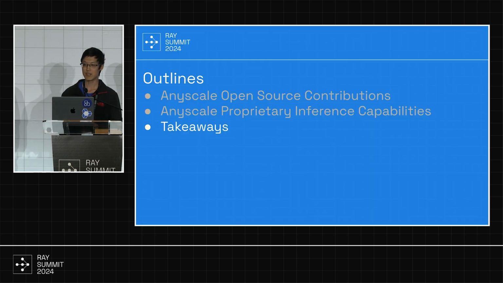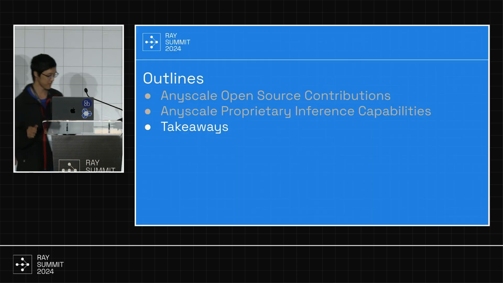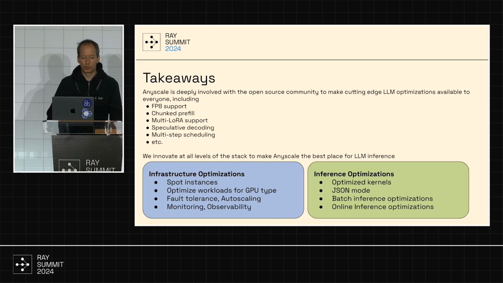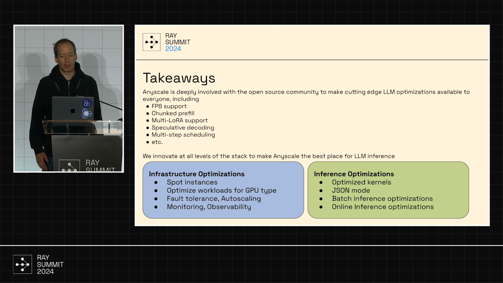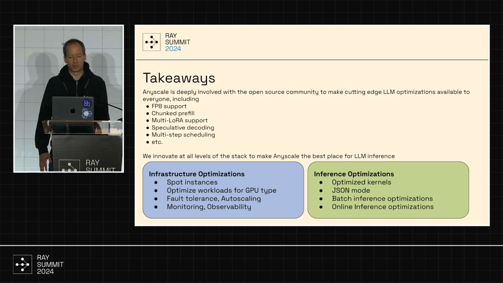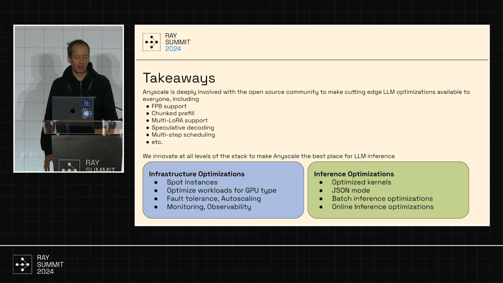Okay. Finally, the takeaway, and then I'll hand back to Philipp. We showed you that we are very invested in the open source community to make vLLM better, to contribute cutting edge LLM optimizations to open source. That includes things like FP8 support, chunked prefill, multi-LoRA support, speculative decoding, multi-step scheduling, and many others.